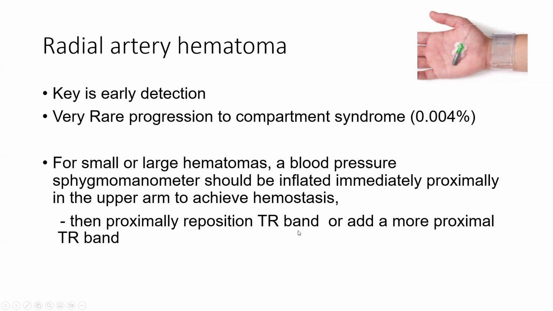Then you can either proximally reposition the TR band or add a more proximal TR band. Frequently, the hematoma results from the fact that your TR band is not properly positioned. It might be a bit too medial or lateral or a bit too low. So you inflate your blood pressure cuff and you reposition the TR band, or easier, you add a more proximal TR band. The key is early detection.